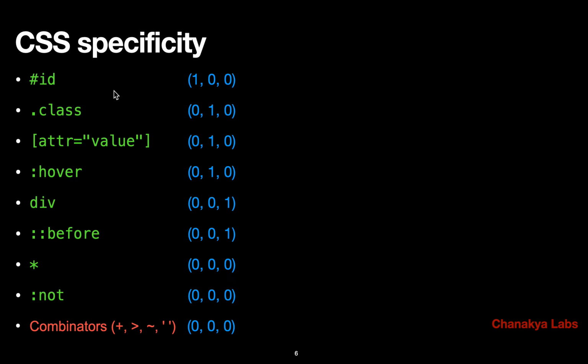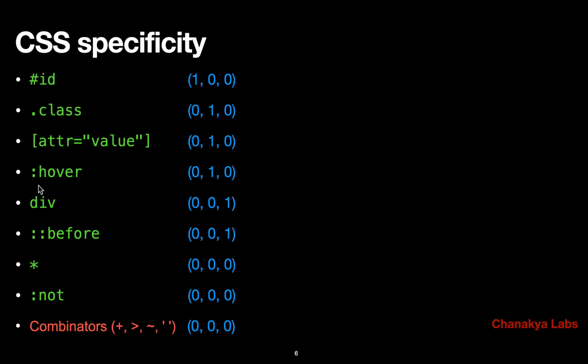Okay, so now this is what I was showing you earlier in VS Code. Here, for clarity, I have put it down in one place. So the ID selector will be given 100, so it's the highest. Okay, and then class has 010 at the tens place, so it is slightly lower. In fact, the attribute selector is also the same as the class selector, so it is also 010.